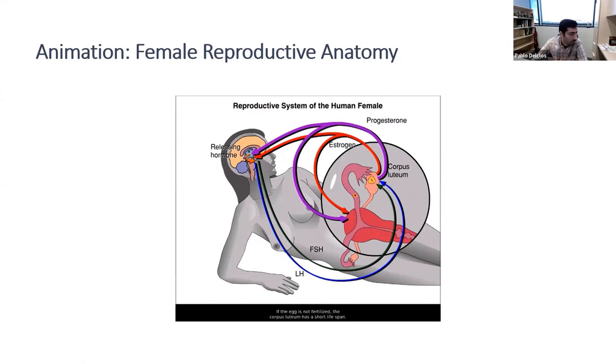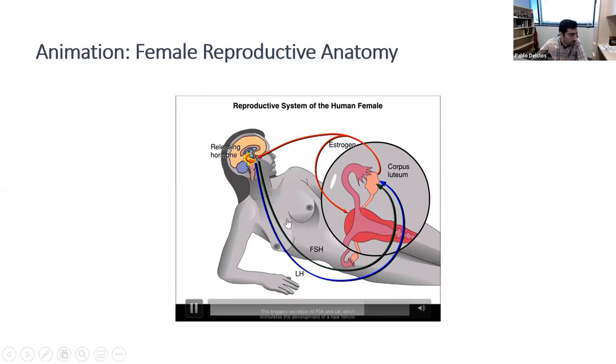If the egg is not fertilized, the corpus luteum has a short lifespan. Suppression of LH after ovulation causes the corpus luteum to degenerate. As the corpus luteum's output of estrogen and progesterone drops, two changes occur. The lining of the uterus begins to slough off, the beginning of the menstrual period and start of the next cycle. The drop in estrogen and progesterone also reduces feedback inhibition of the hypothalamus and pituitary. This triggers secretion of FSH and LH, which stimulates the development of a new follicle.